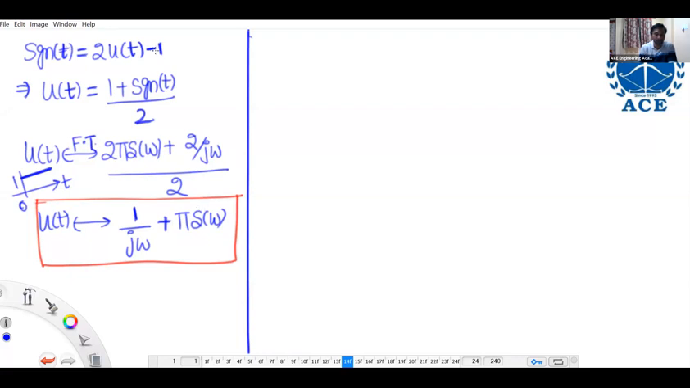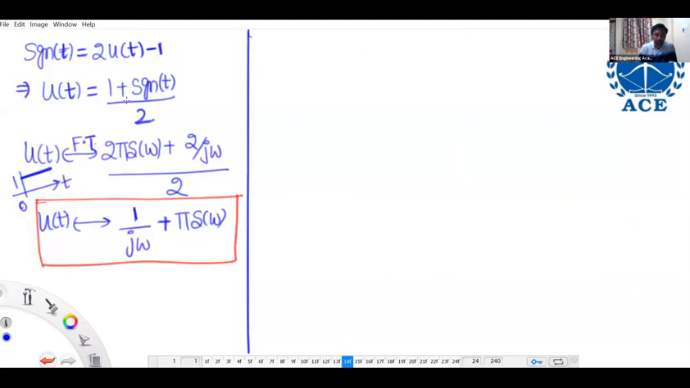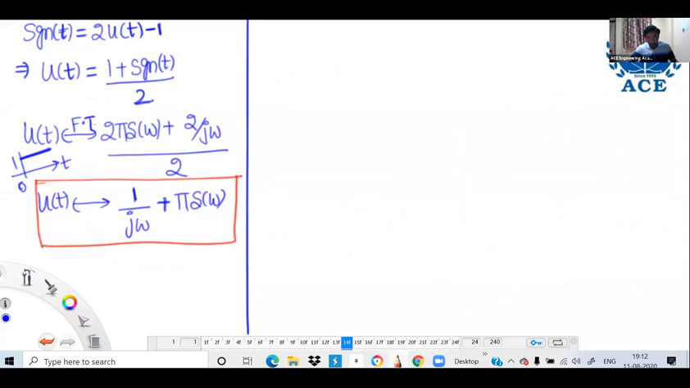Signum in terms of step function is 2 into ut minus 1. Ut is 1 plus signum by 2. 1 Fourier transform 2 pi del omega, from our previous slide. Signum is 2 by j omega after simplification. Fourier transform of power signal we have defined as approximation to energy signal.